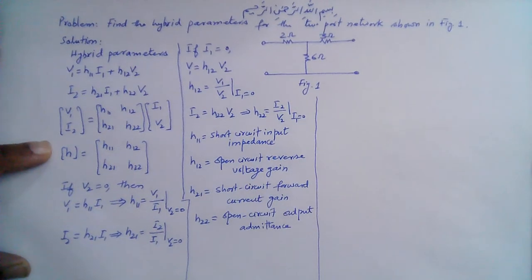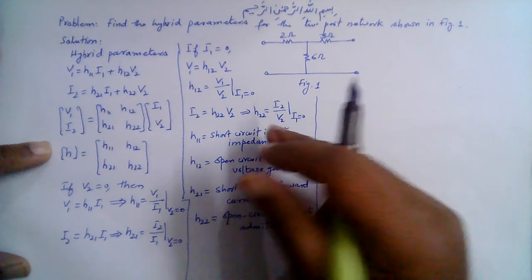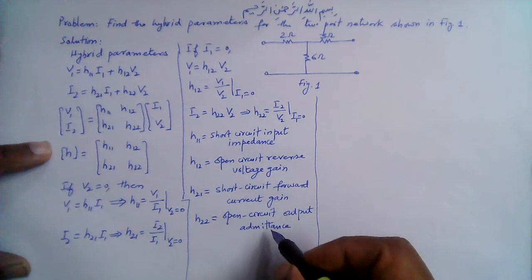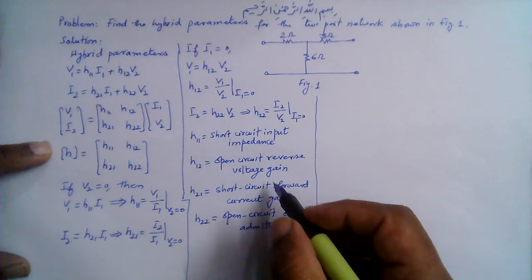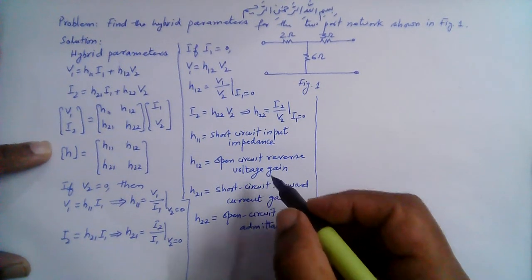So as you see, two parameters are open circuit parameters. Two parameters are short circuit parameters. One parameter is impedance, one is admittance, and these two are unitless, these are gains. So this is why these are called hybrid parameters.